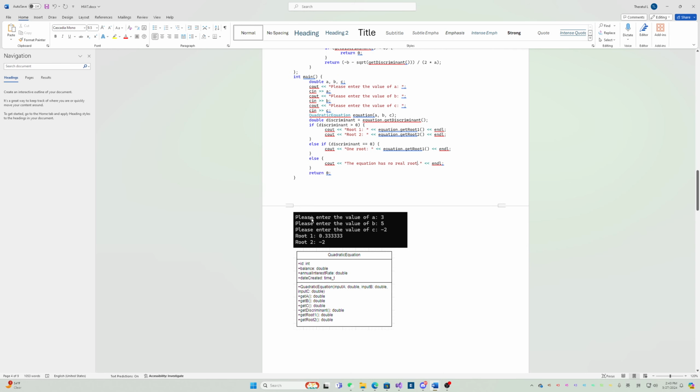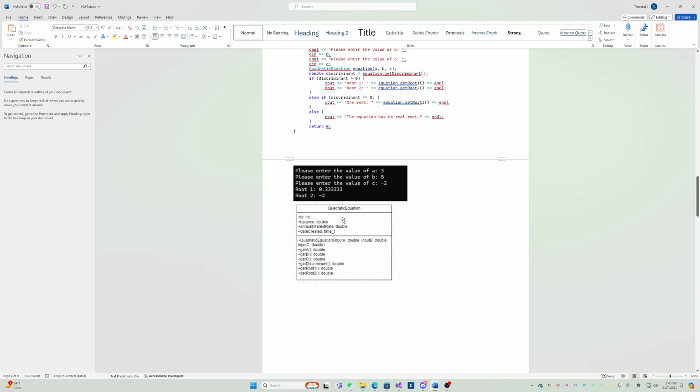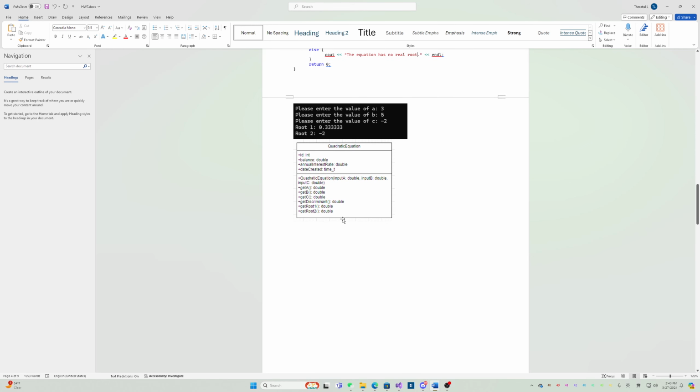And here is the example. We have 3x squared plus 5x minus 2. Then we can have the first root is 1/3, the second one is -2. And here is the UML form, UML graph.